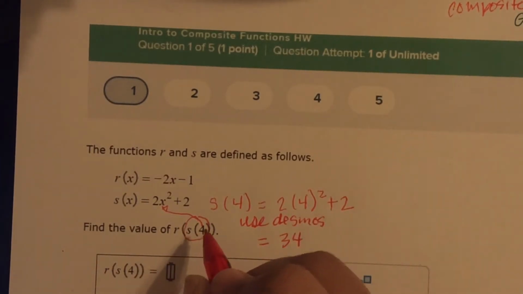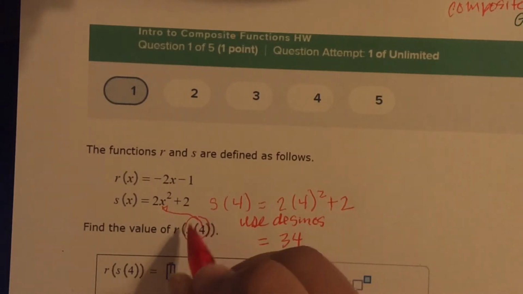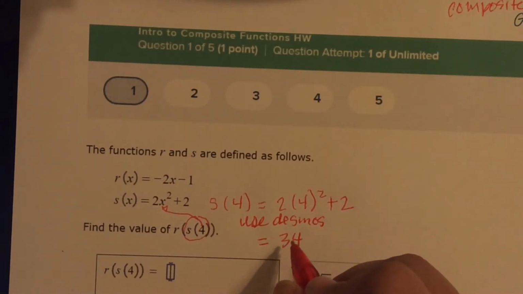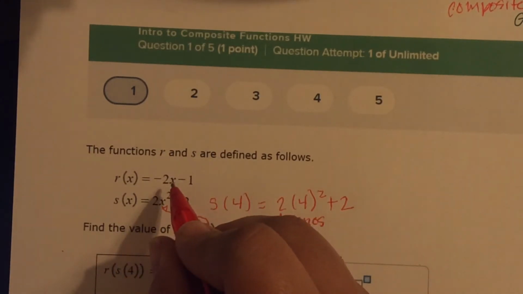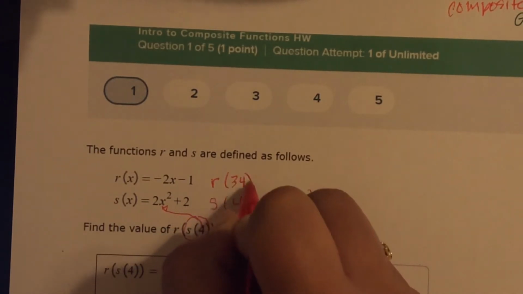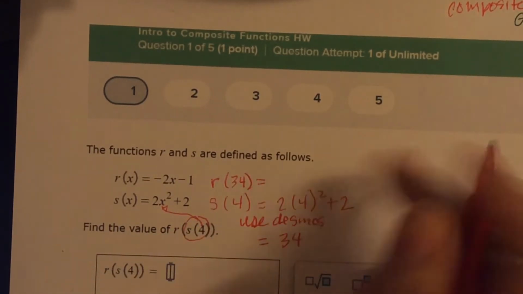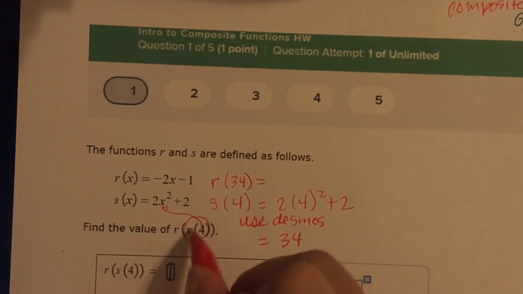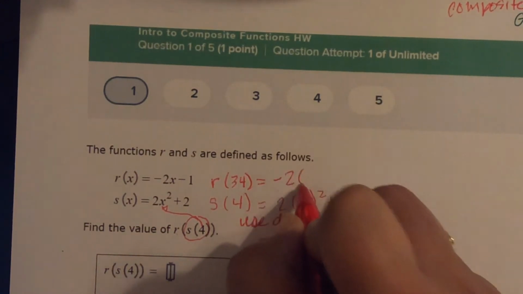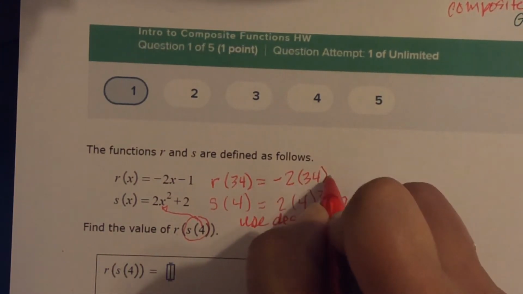But we still want to calculate R of whatever you got right there. So now that's going to be R of 34. I'm going to plug that 34 into that x right here. So it's kind of like going backwards. First you plug it into the one that's inside, and then whatever you get for the output, you plug it into the R. So it's going to be negative 2 times 34 minus 1.